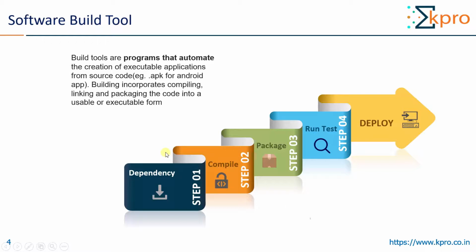Build tools are programs that automate the creation of executable applications from source code. In this process, generally it downloads the dependency and compiles the source code with the help of dependency, and then it packages. After that, optionally it runs the test to make sure everything is fine. Then finally it will deploy in the target environment. Let us see what are the build tools available in the market.